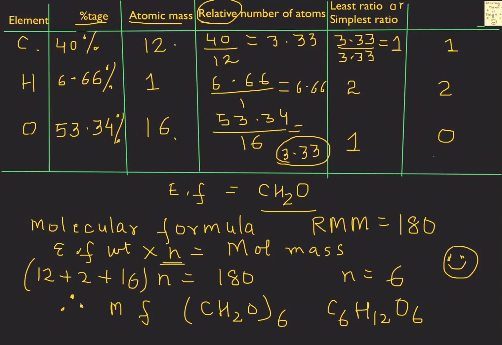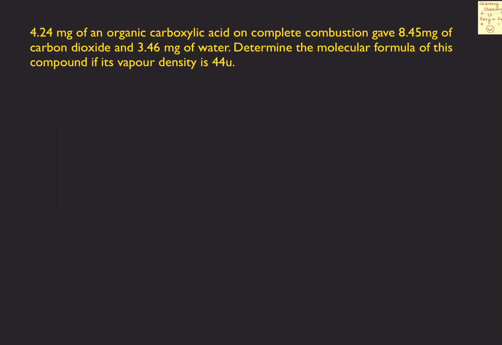Ready to do a challenge question? Should I give you a question to solve on your own? Let's see. I'm giving you a little tricky question here. It says 4.24 milligrams of an organic carboxylic acid on complete combustion gave 8.45 milligrams of carbon dioxide and 3.46 milligrams of water. Determine the molecular formula of this compound if its vapor density is 44 U.